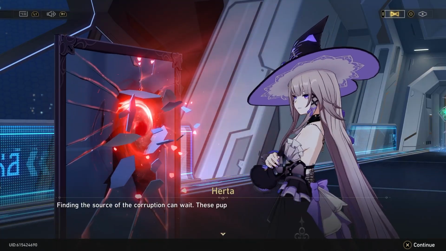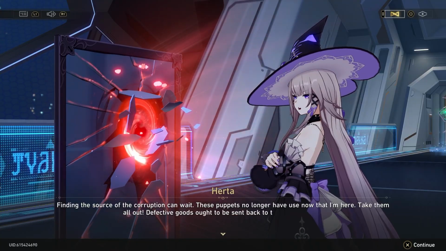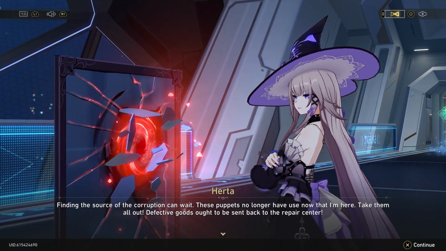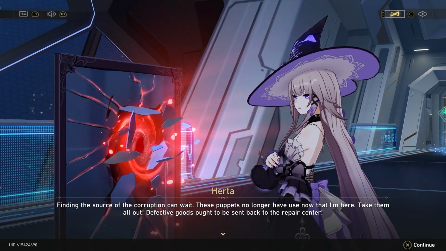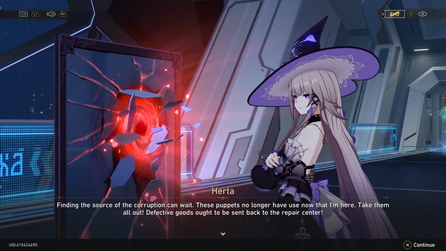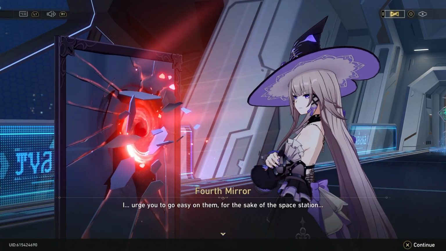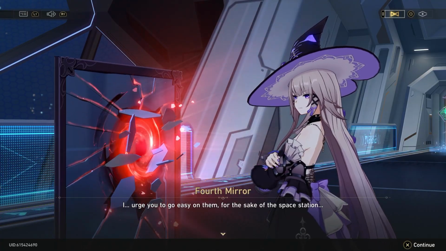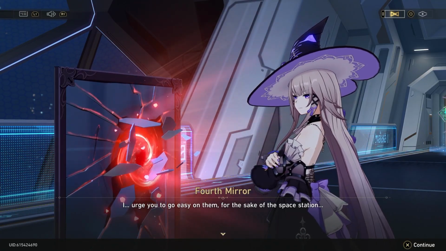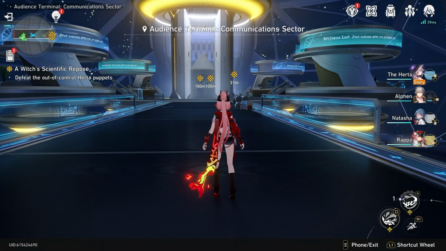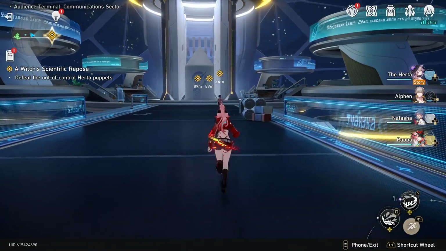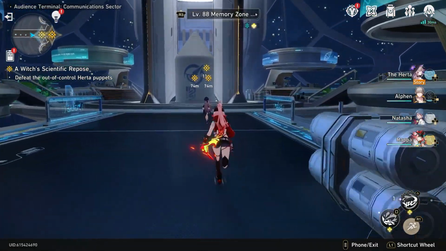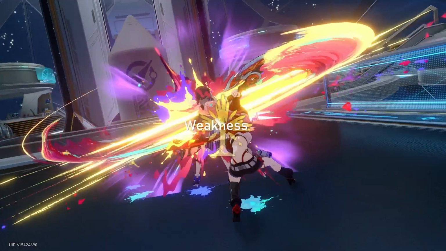Finding the source of the corruption can wait. These puppets no longer have use now that I'm here. Take them all out. Defective goods ought to be sent back to the repair center. I urge you to go easy on them for the sake of the space station. By the great one above.